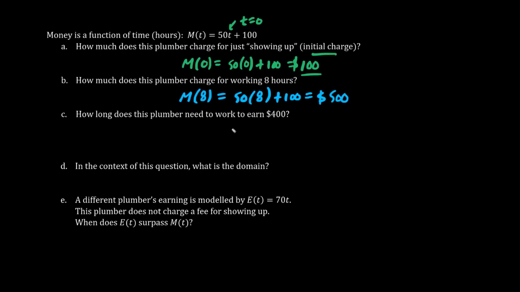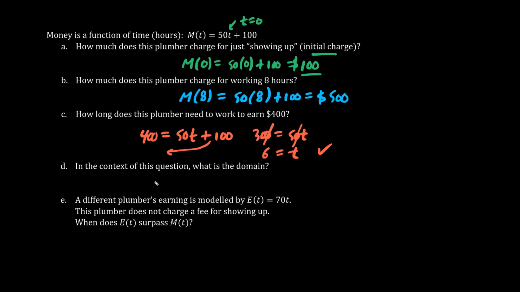Now the plumber's goal is to earn $400. So money, which is 400, equals 50t plus 100. This is just algebra. We throw positive 100 over. 400 minus 100 is 300. We cross off a 0. What's 30 divided by 5? We have time equals 6 hours.